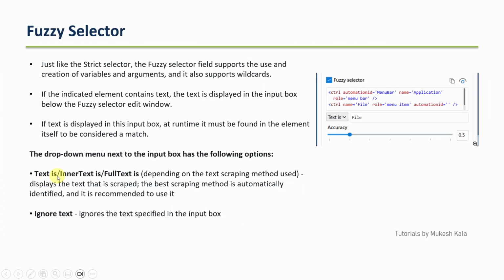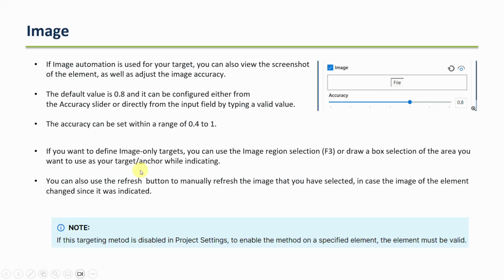Depending on the type of text scraping which was used to extract it, you will have either this option, or this, or this option, right? So this setting is also applicable to the fuzzy selectors. Selector is done, fuzzy selector is done.